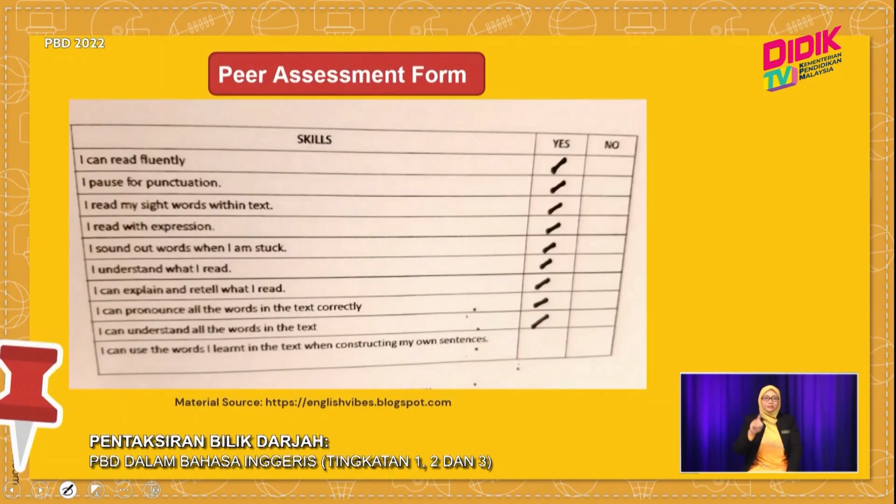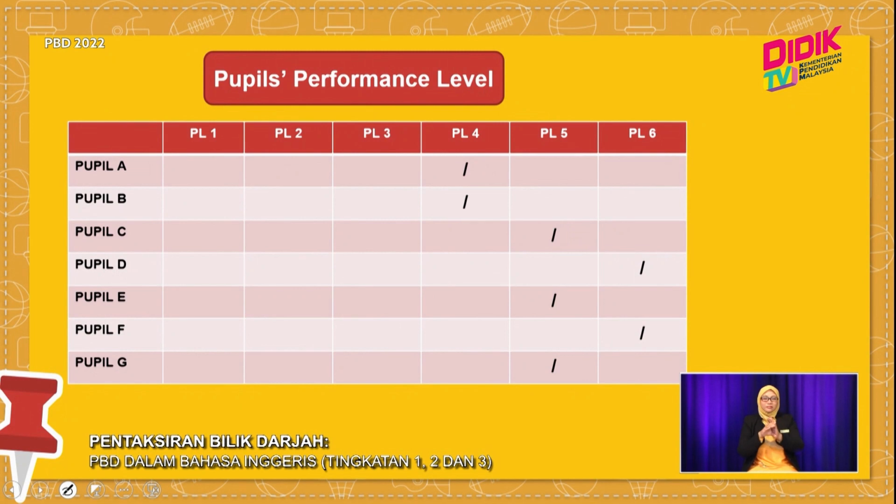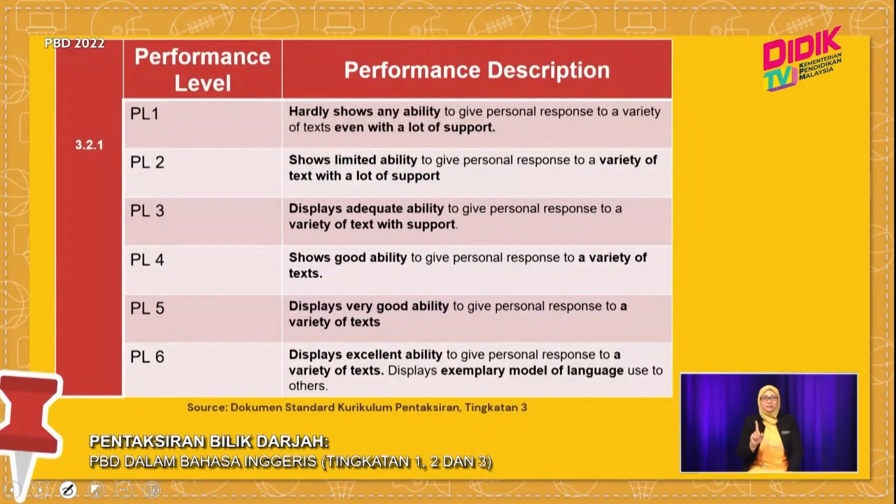Now here is an example that I do to record my pupils' performance level. For this task, I have listed 7 pupils from pupil A to pupil G. Pupils A and B got performance level 4, pupil C, pupil E, and pupil G got performance level 5, and pupil D and pupil F got performance level 6. So from today's lesson during the PBD, 2 pupils have shown good ability to a variety of tasks. They have shown personal response.